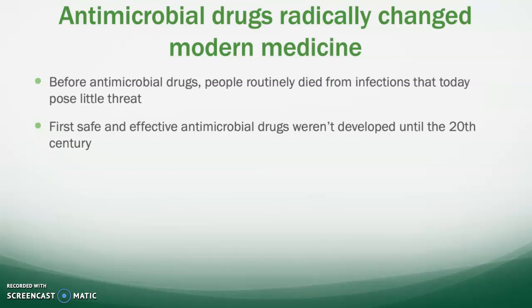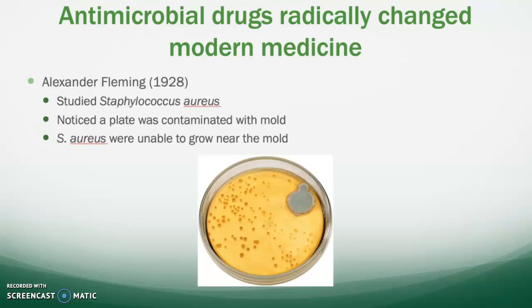So before antimicrobial drugs, people routinely died from infections that today we think of as posing little threat. And keep in mind that these safe and effective antimicrobial drugs were not developed until the 20th century, and really it wasn't until around World War II that these were used in high amounts. So how were these discovered? Alexander Fleming is the one who discovered the first antibiotic.